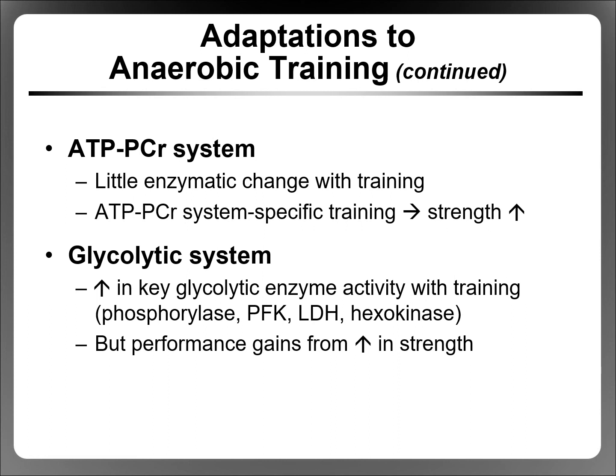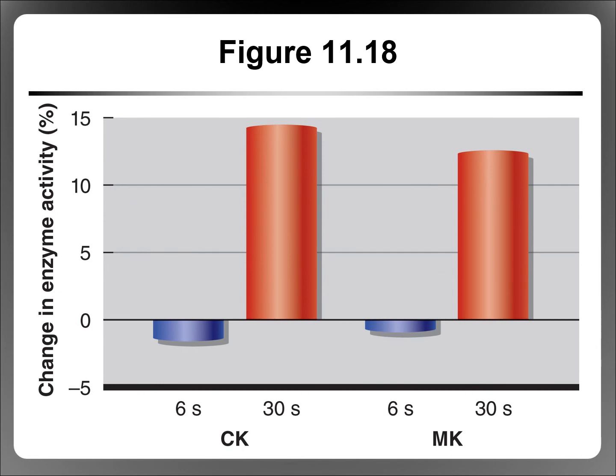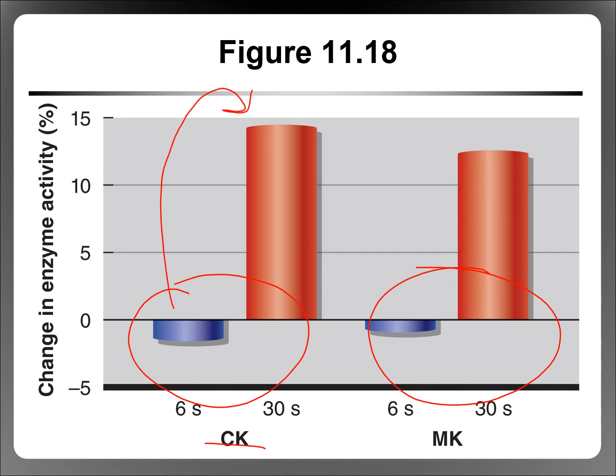Also looking at our glycolytic system, basically when we train, we tend to increase the activity of this system. But again, those performance gains are not necessarily because we're getting more enzymes. It's because we are actually increasing strength. All right. So looking here, this is percent changes in enzyme activity. So here we have trained and untrained. So we notice that with creatine kinase, you have these big increases.